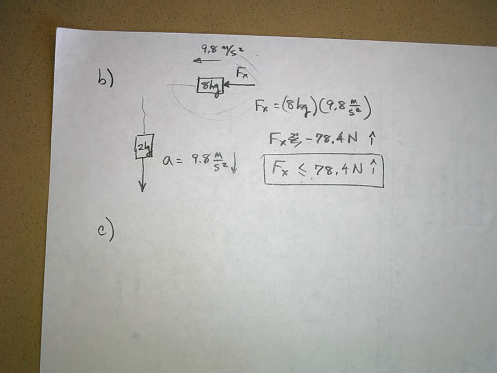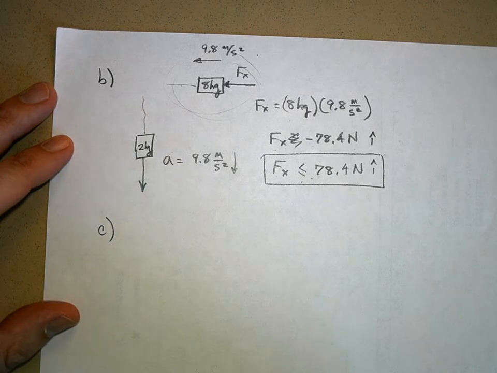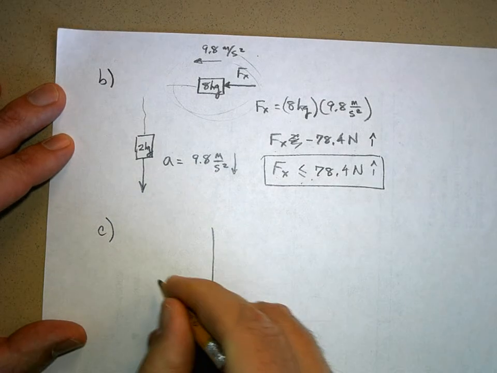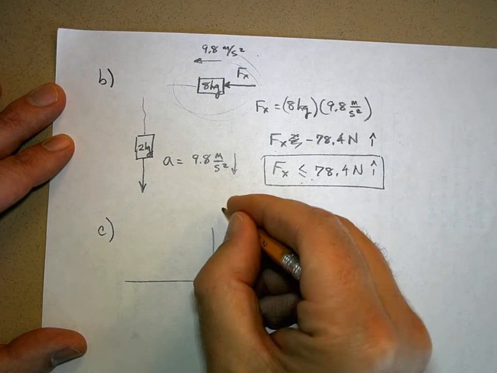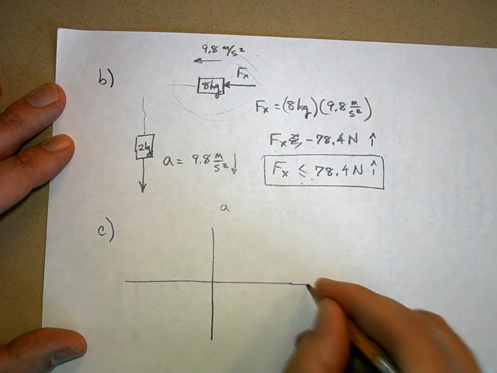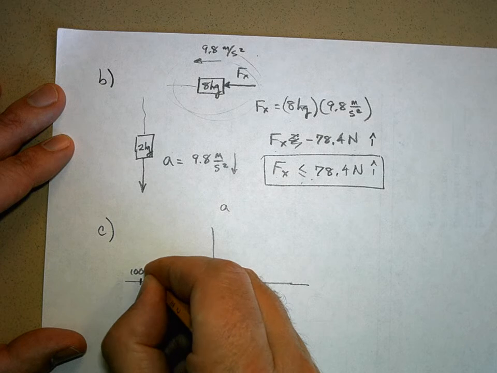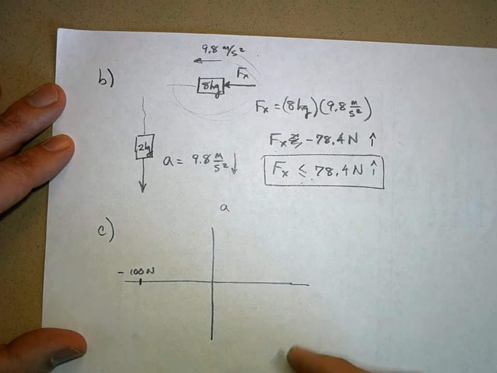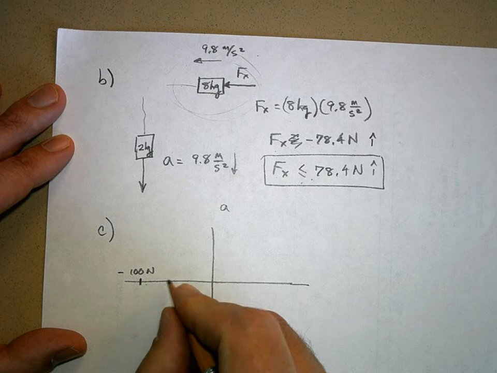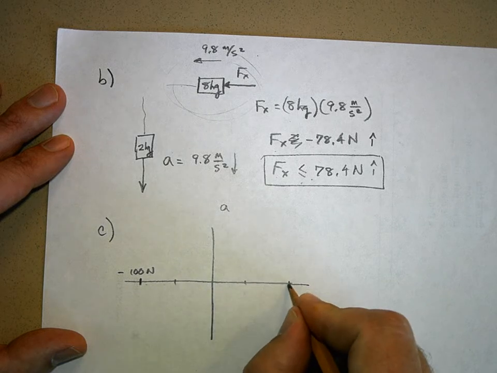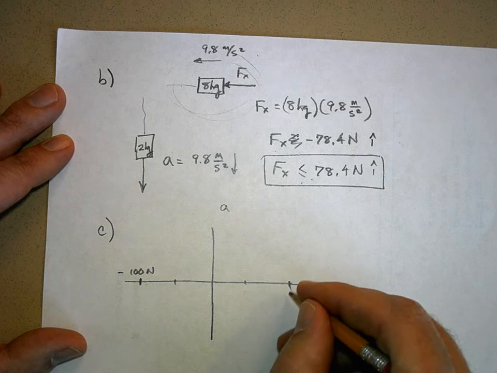Well, here's the deal. If we want to draw a graph of the acceleration, and we'll make this 100 newtons, or negative 100 newtons, and then 50, and this will be positive 100 newtons.